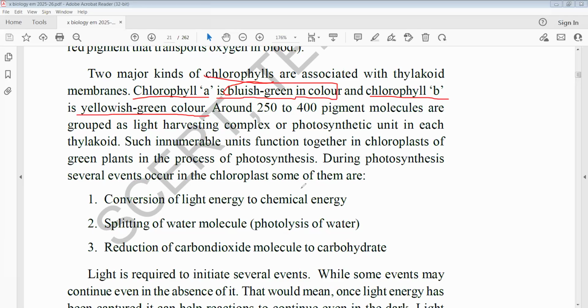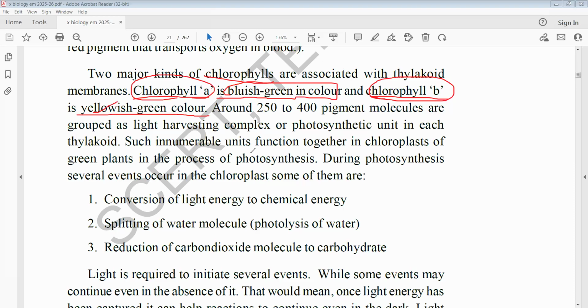So this is an important paragraph. There will be two types of chlorophyll pigments seen: chlorophyll A and chlorophyll B. Usually chlorophyll A is bluish green in color. Chlorophyll B is yellowish green. So blue and yellow, you have to keep in your mind. Chlorophyll A is blue, and chlorophyll B is yellow. Like that you have to keep in your mind.